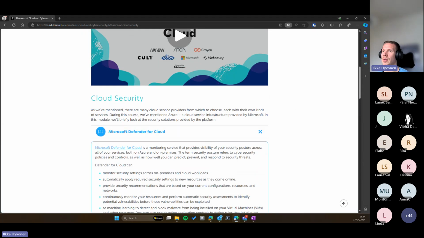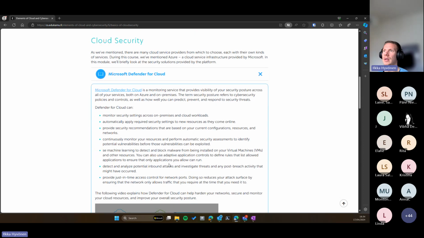So it's important to understand how in this cloud security you can be sure that you have, for example, the visibility into your services in your organization, and you have the possibility to act on any suspicious events. So this explains different capabilities we have in Azure.